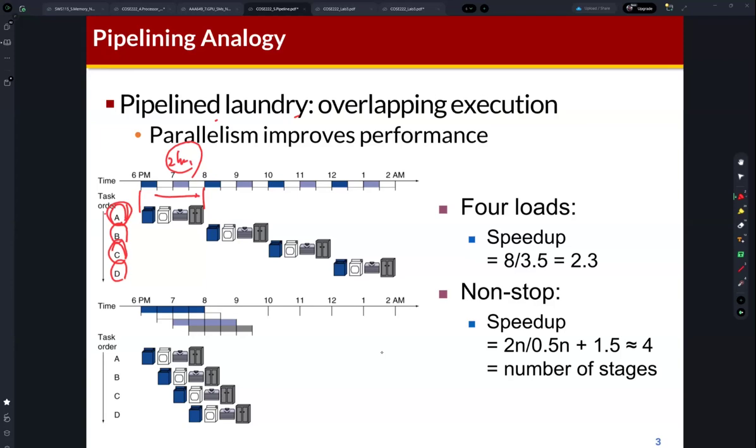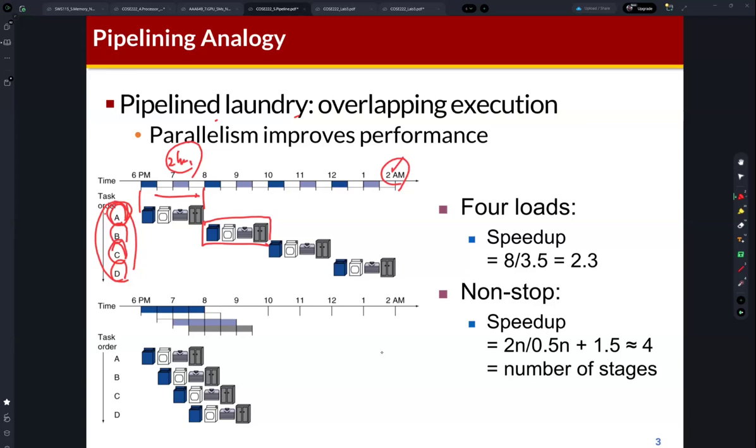So this is the single cycle processor, right? It will take another 2 hours, then another 2 hours for the next task, then another 2 hours for the next task. So in order to complete these 4 tasks, the laundry will end at 2 a.m. So we want to avoid this situation, right?